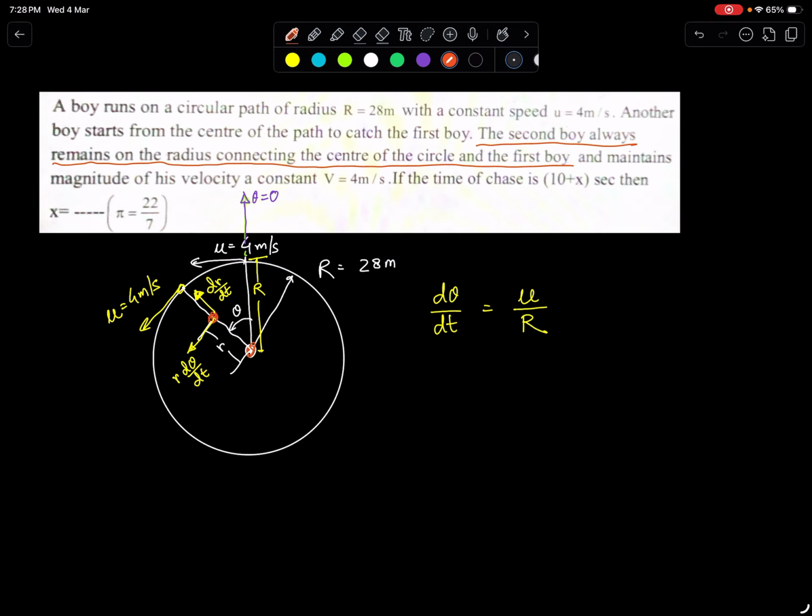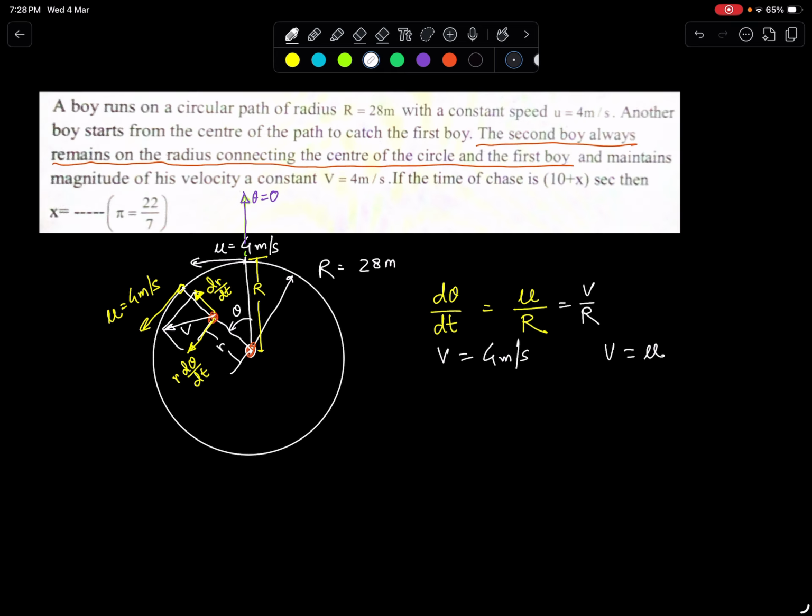and that too, the magnitude of its velocity is constant. So this velocity v is constant. So this v is also 4 meters per second. So v is equal to u. So I can write it as v/r or u/r. It's the same magnitude-wise.